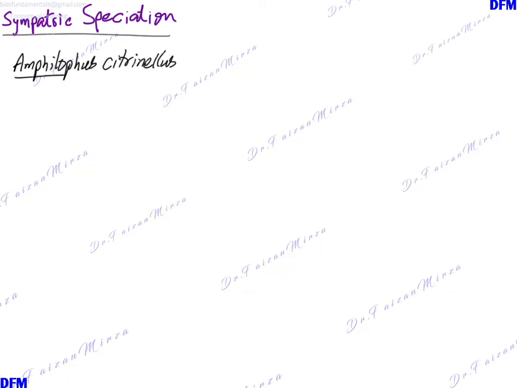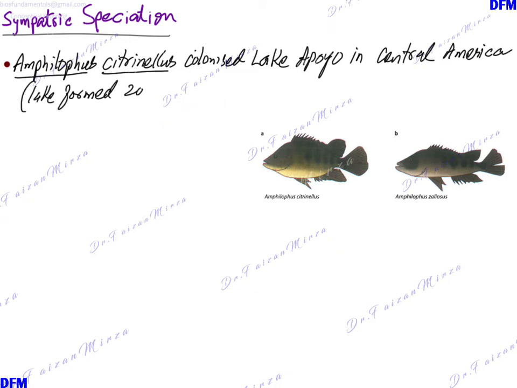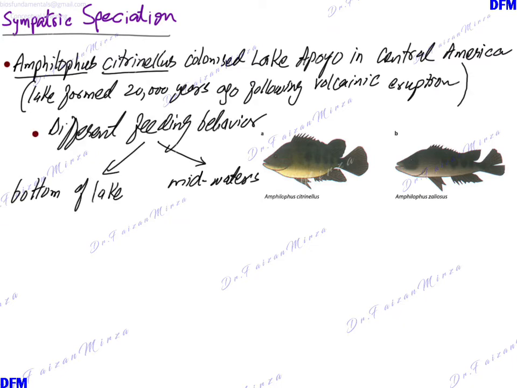The cichlid fish, also known as Amphilophus citrinellus, you can see these two, colonized Lake Apoyo in Central America, and this lake actually came into being some 20,000 years ago because of a volcanic eruption. When this lake was colonized by these fish, there were two groups of these fish living there. They were the same fish, but they had different feeding behavior. One group was living in midwater, and another group of the same fish was living at the bottom of the lake.